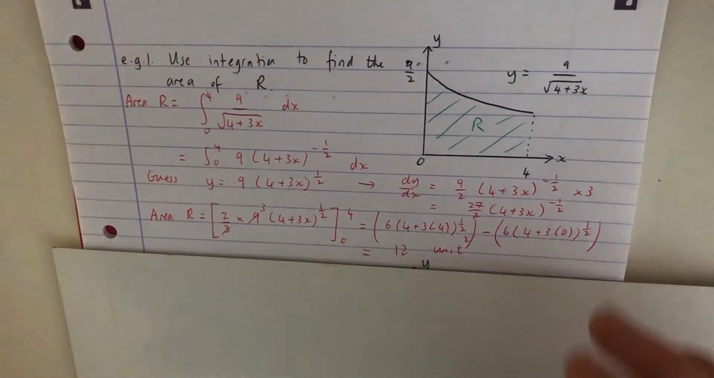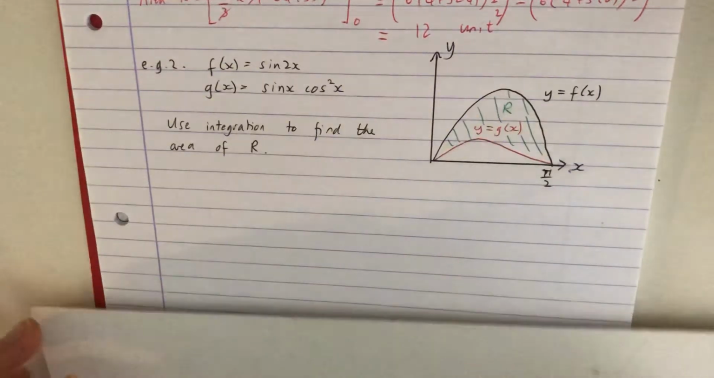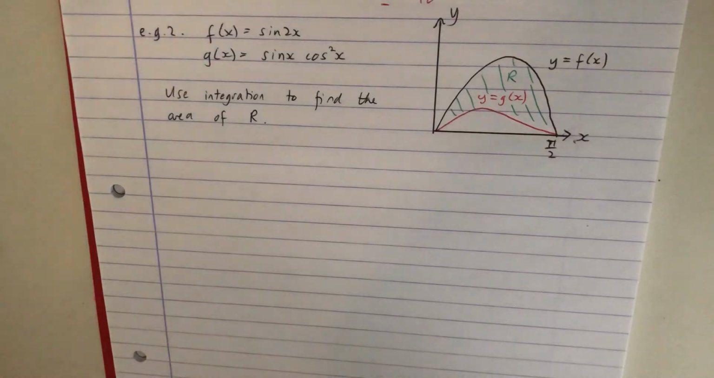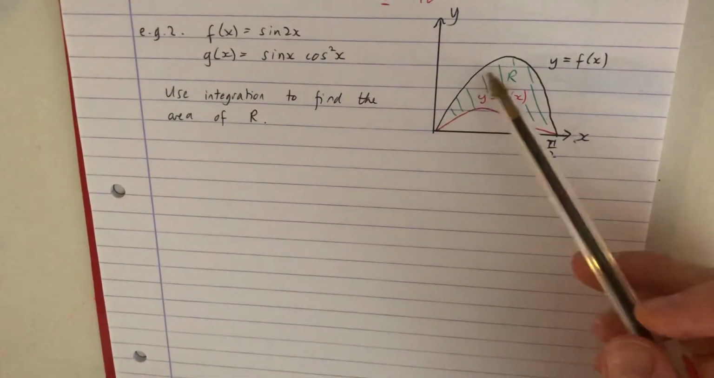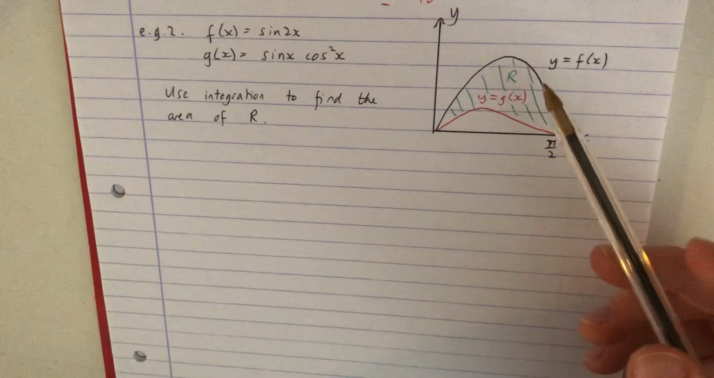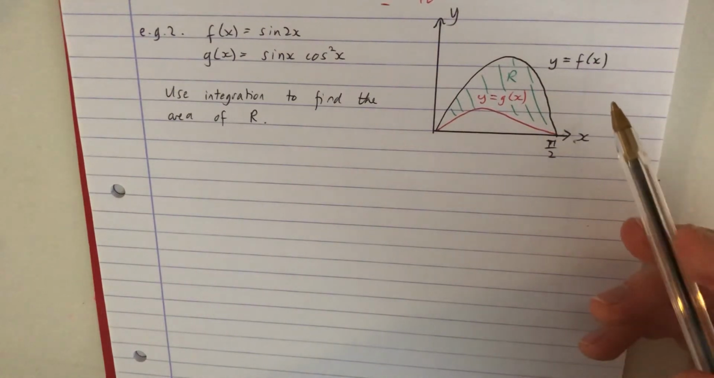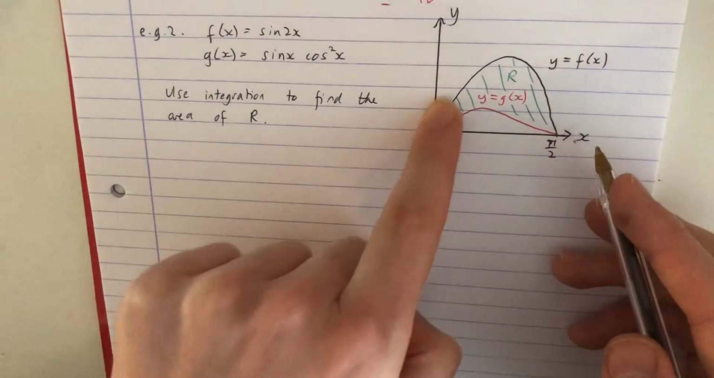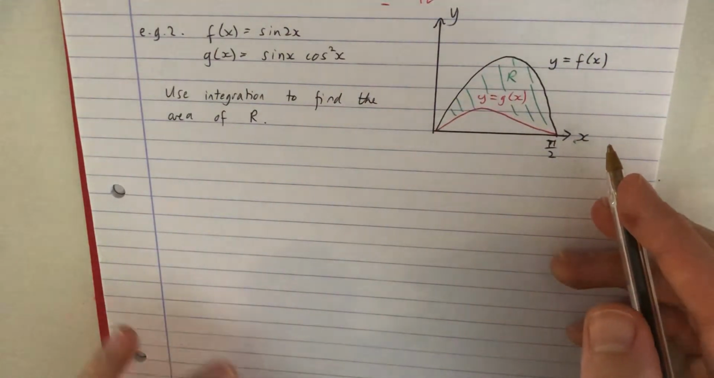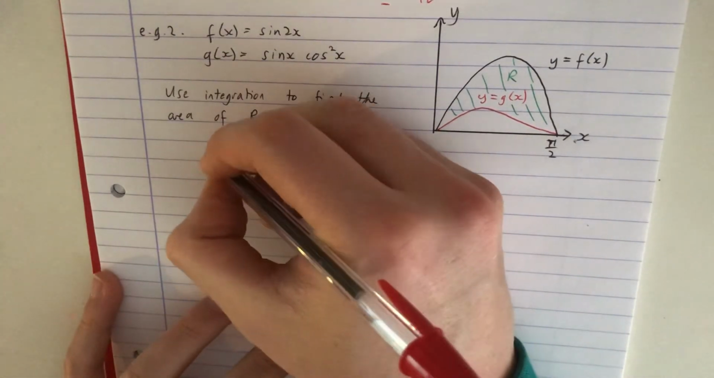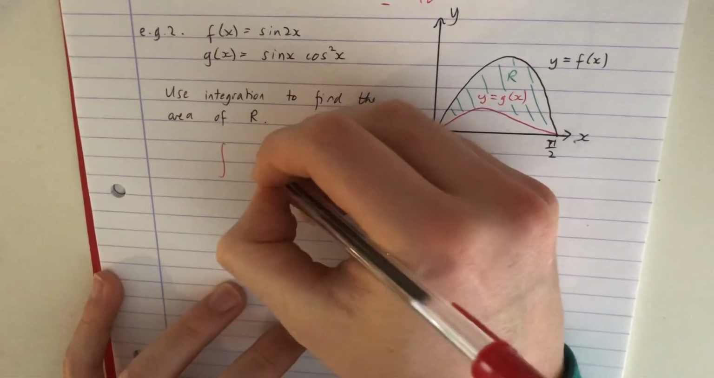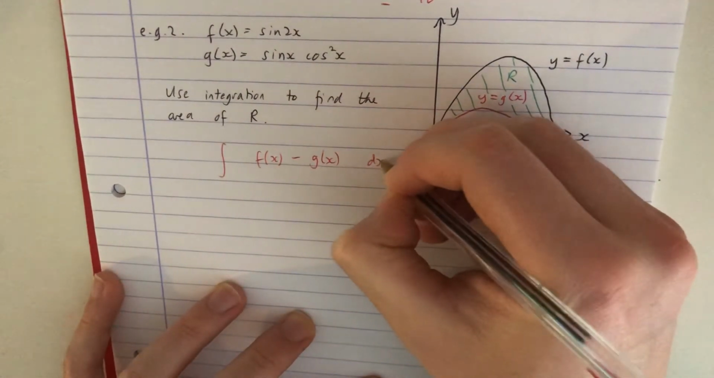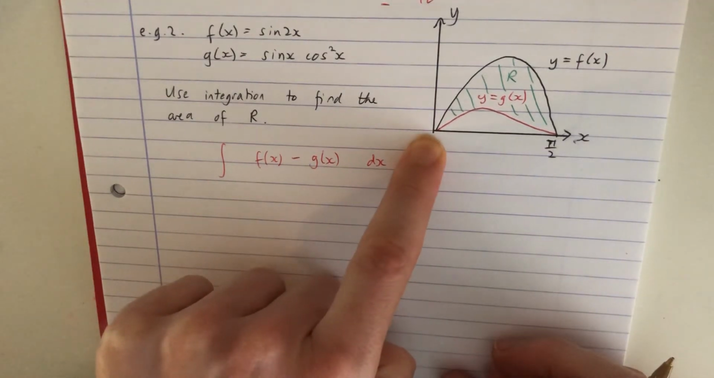Okay, keep going. So last example for today, easy number 2. It's going to be the trickiest one. So we have to use integration to find the area R, which is an area trapped between 2 curves. So the first thing you should do is get an easy method mark, which is top curve subtract bottom curve. So we are going to integrate top curve f of x, bottom curve is g of x, with respect to x, between 0 and pi by 2.